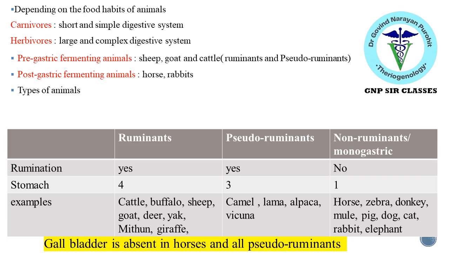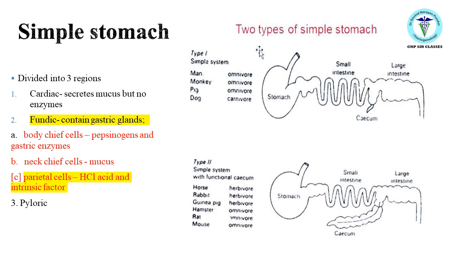Depending on their food habits, animals can be classified into different categories such as carnivores, herbivores, and various types of fermenting animals. For instance, ruminants like cattle and sheep have a complex stomach system, while non-ruminants like horses have a simpler digestive system. The simple stomach is divided into three regions: cardiac, fundic, and pyloric.